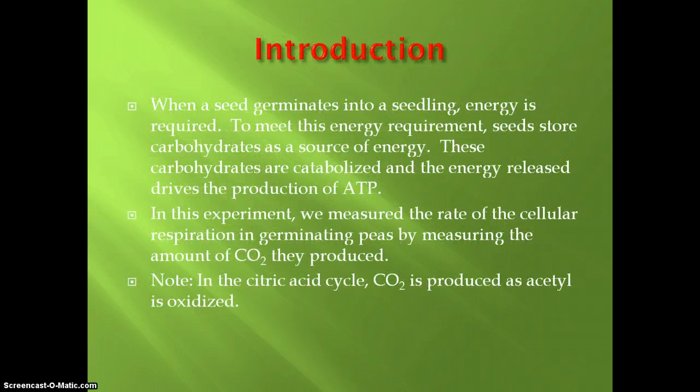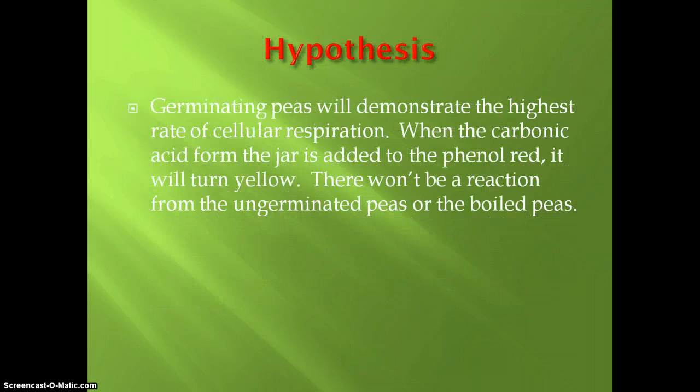Why are we measuring CO2? Well, in the citric acid cycle, CO2 is produced as acetyl is oxidized. Our hypothesis is that the germinating peas will demonstrate the highest rate of cellular respiration. When the carbonic acid from the jar is added to the phenol red, it will turn yellow. So there won't be a reaction from the ungerminated peas or the boiled peas.